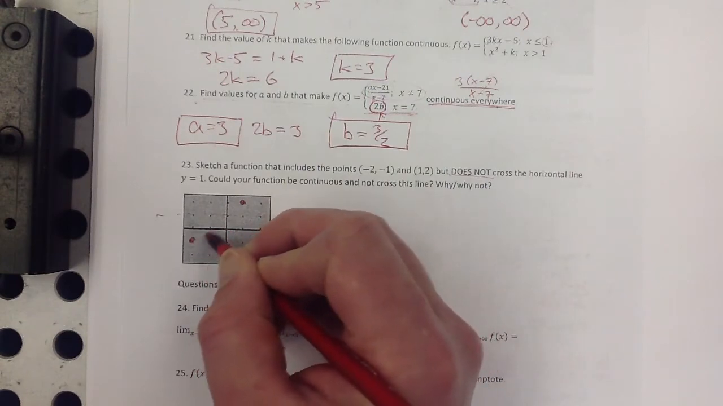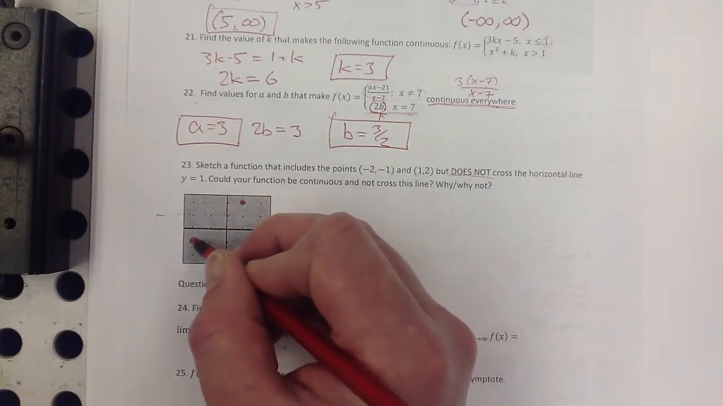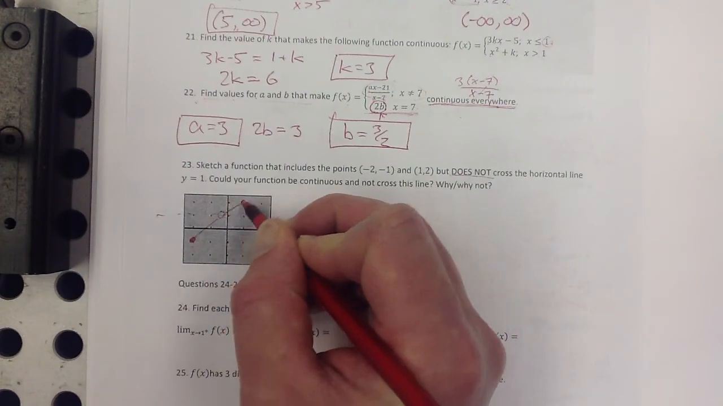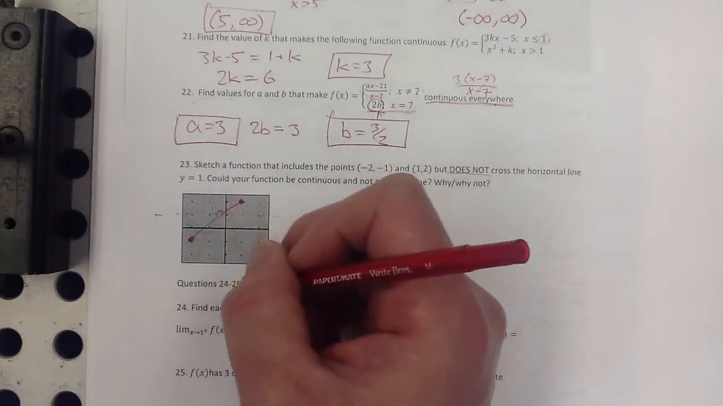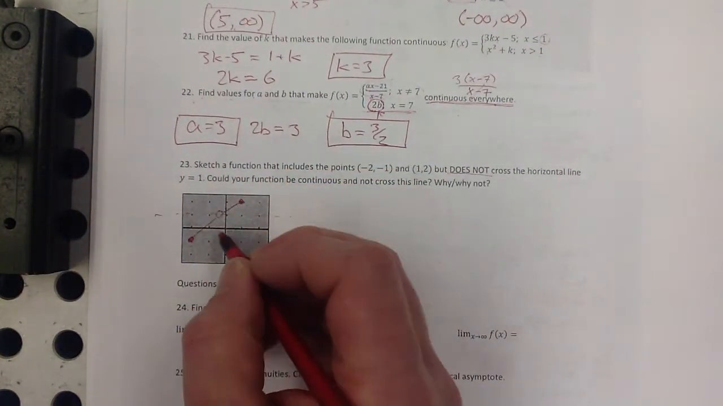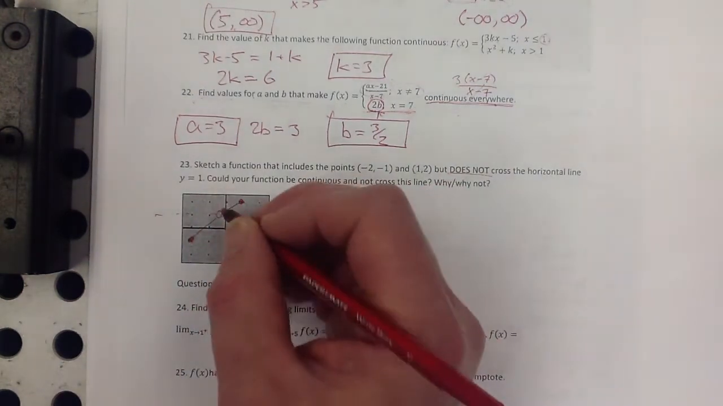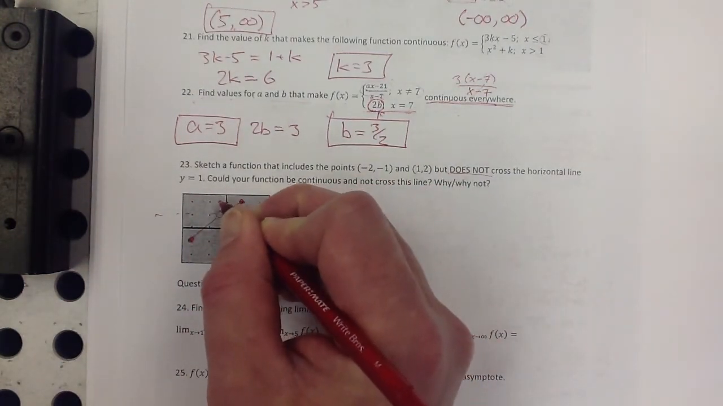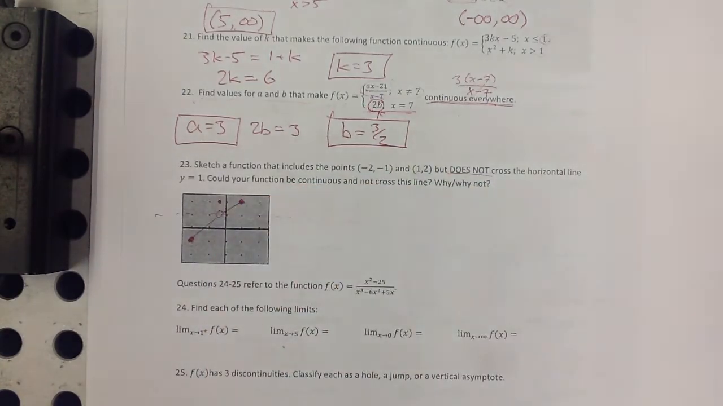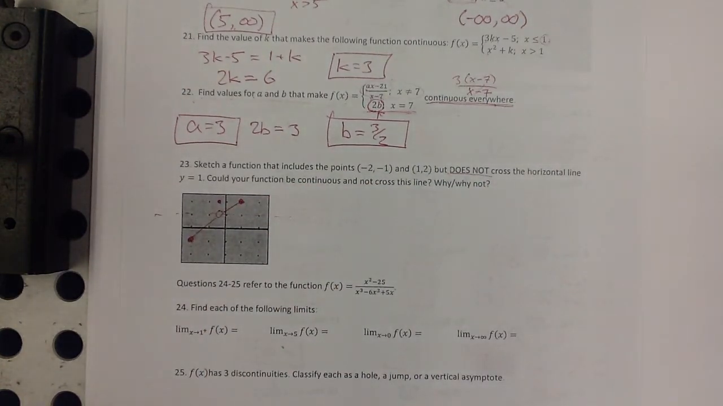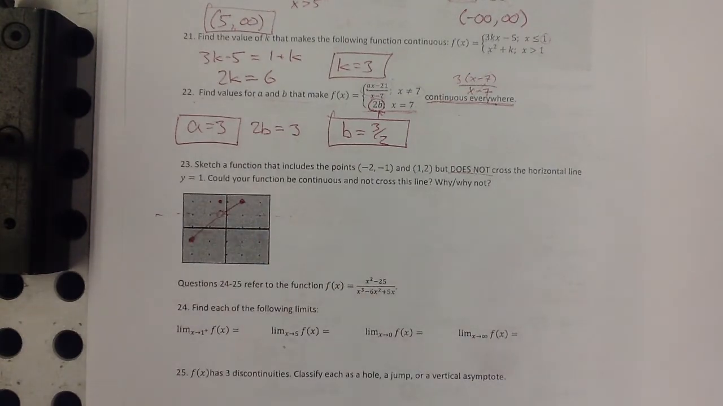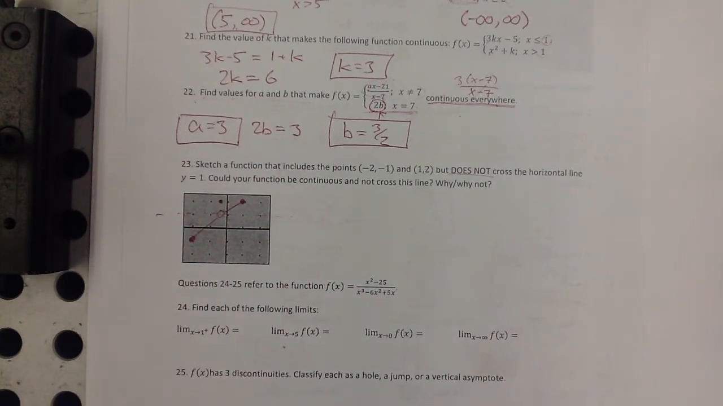You might have sketched something that had a hole in it, right, that went from here to here like that. You might have sketched something that had a vertical asymptote. You might have sketched something that had a jump in it. You could even sketch it like that and then put the point in the right place. But however you're going to get from here to here, you certainly have to be discontinuous somewhere, right? You have to have a hole, jump, or vertical asymptote to do that.